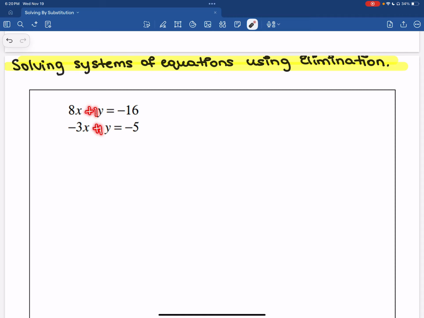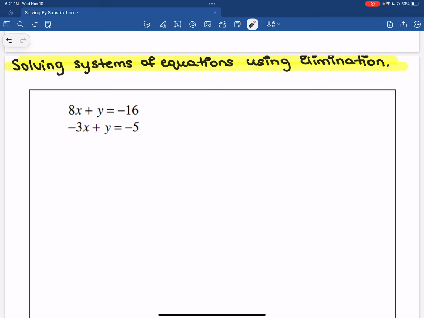And we know that when we want to use elimination to solve, we need two terms that have the same variable, same coefficient, and also are opposites, meaning that one is positive and one is negative, so that we can cancel them out when we add. So in an example where we don't have opposites, we need to perform an operation to make them opposites before we can add and solve.